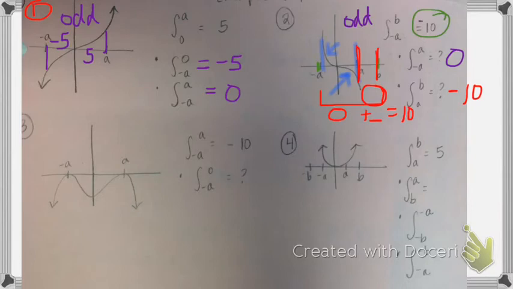Alright, next problem. This one is an even function. An even function flips across the y-axis and gets the same thing on both sides. And they tell me that from negative a to a, the integral is negative 10. So the question is for me to figure out, well, what's going on from negative a to 0? Well, because it's even, part of the negative 10 is on one side and part is on the other side, so that should be negative 5.